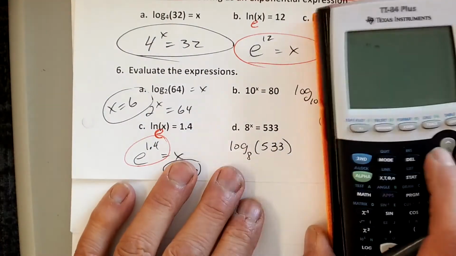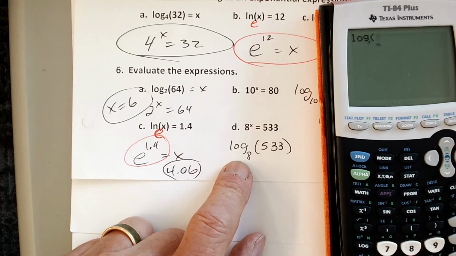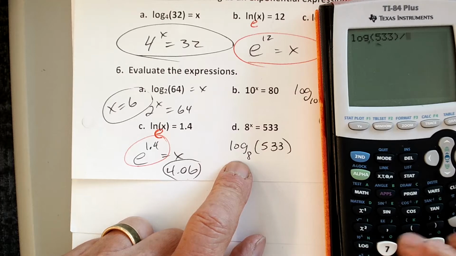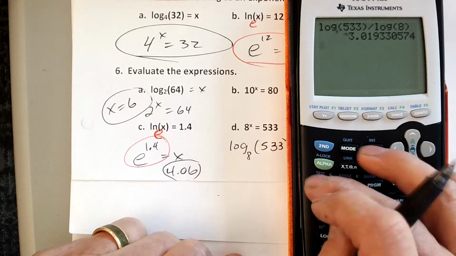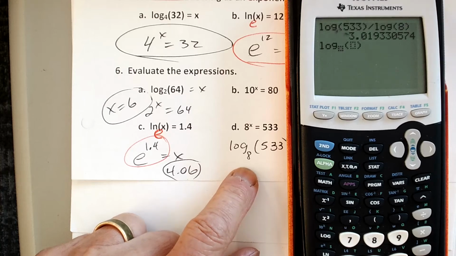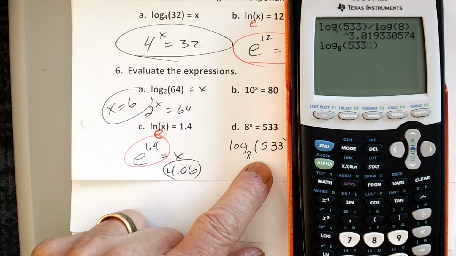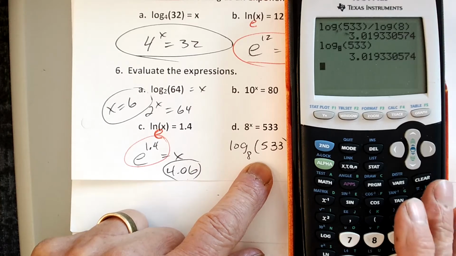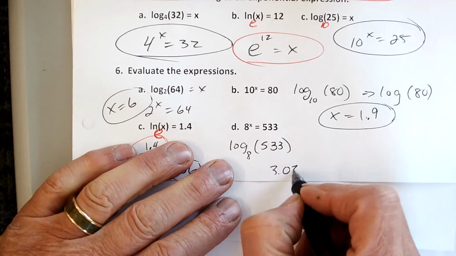Okay, one, I taught you I can go log of 533. I can just do change of base, log 533 divided by log of 8. That's one way to do this answer. Okay, change of base. Or you can find the fancy math button. I like the fancy math button. Log base 8 of 533. Same answer. About 3.02 maybe. Okay, there you go.